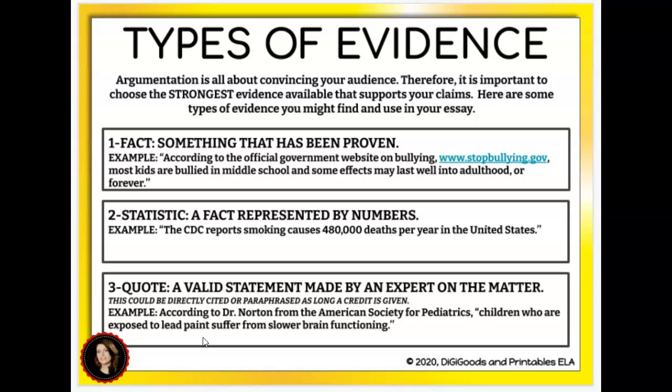writer. Here's an example. "According to Dr. Norton from the American Society of Pediatrics, children who are exposed to lead paint suffer from slower brain functioning." Notice this is also in quotes because these are the exact words from Dr. Norton. So there you have it. That's three types of evidence that you're going to be looking for and that you can use in your paper.